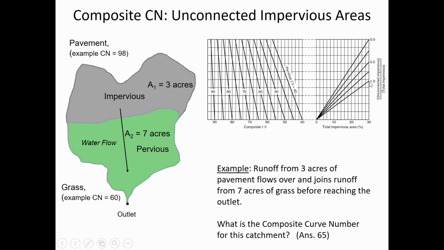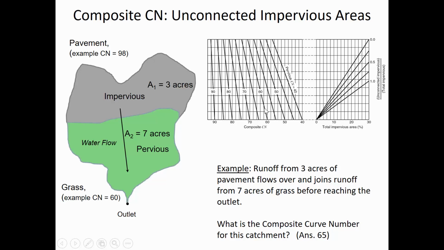So this is the point of interest. And if we go over sideways, and we run into the curve number for the pervious, which is 60, and then go down, then it's right in the middle between 60 and 70. So our composite curve number would be 65.